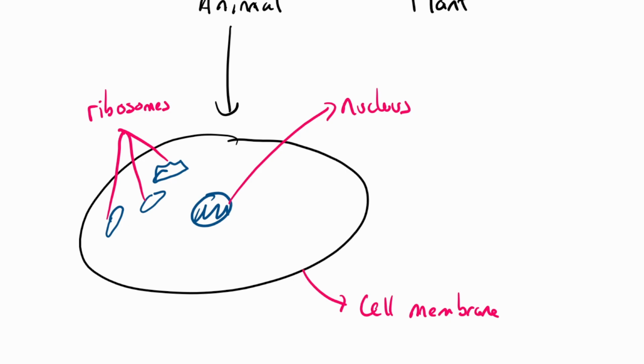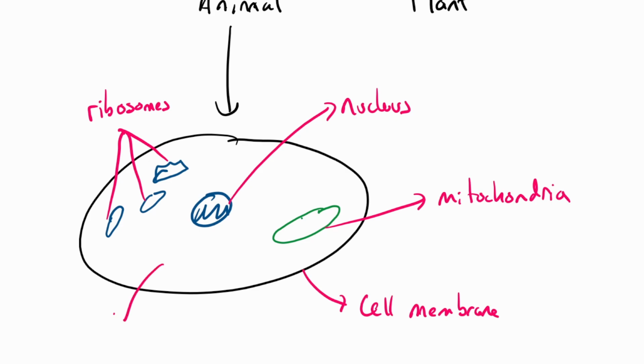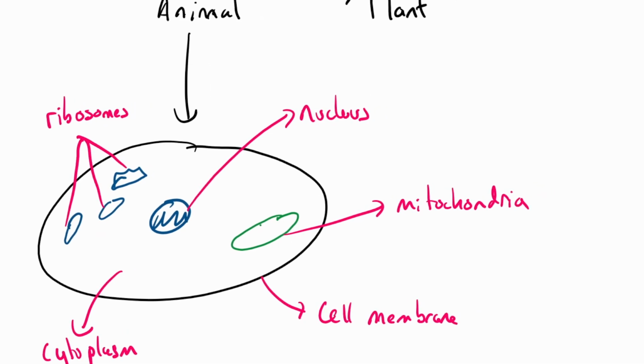Also in the cell, you have mitochondria. So mitochondria might look like this. And a mitochondria you might have heard of before. Essentially, this is where respiration happens. So it's where you convert glucose into energy. And finally, as we kind of mentioned before, you also have this jelly-like substance, which is called the cytoplasm. And that is basically where all the cell organelles kind of live and hang around in. Okay, so that's animal cells.